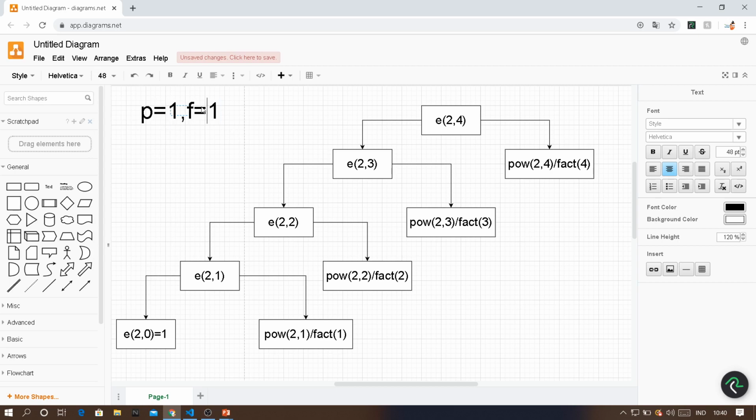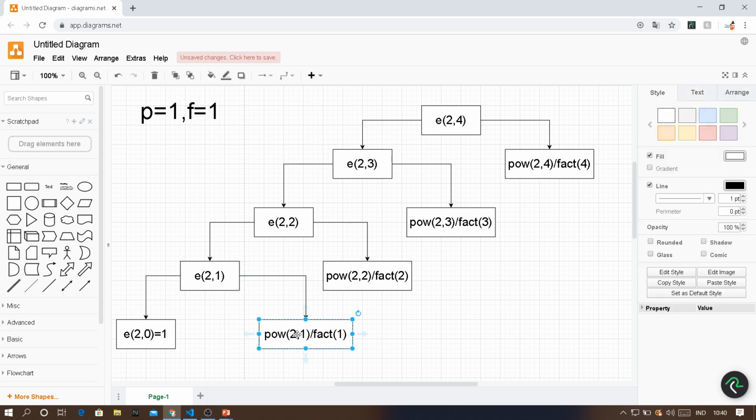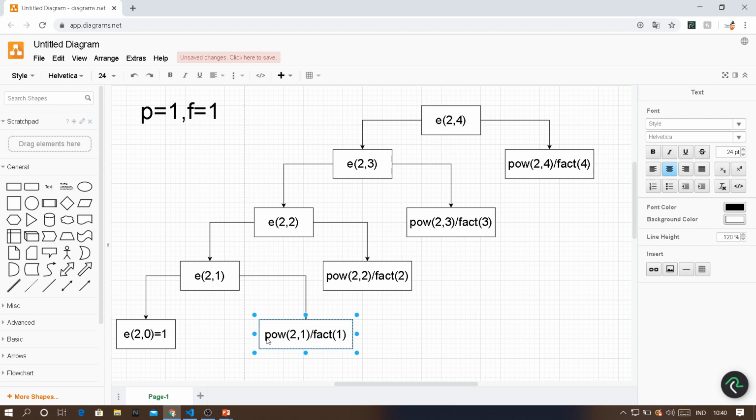Now in this situation you have to find power of 2 comma 1. What is power of 2 comma 1? 2. So you have to multiply 2 with this p value, and automatically you will be getting the answer 2. So instead of calling power of 2 comma 1, you can write p is equal to p multiplied by 2. What is the previous value of p? p is 1, so 1 multiplied by 2 will be equal to 2. So p value will be equal to 2 now.